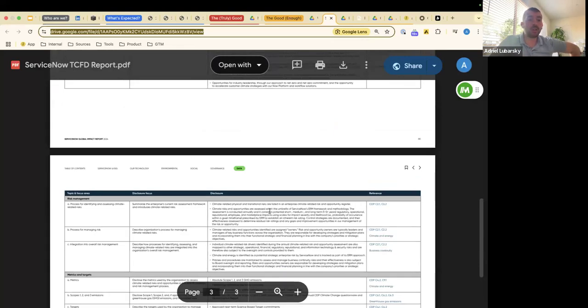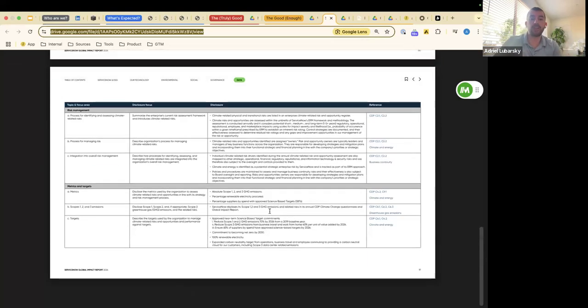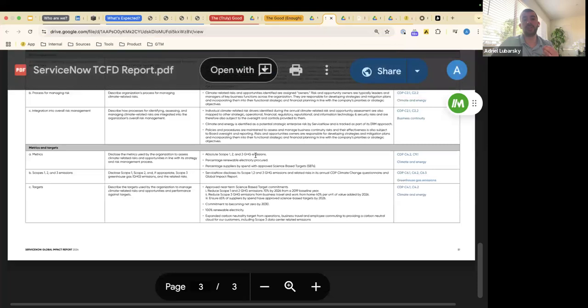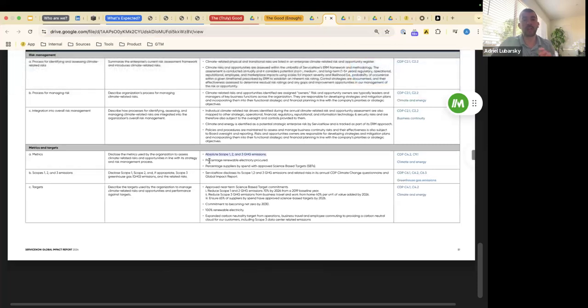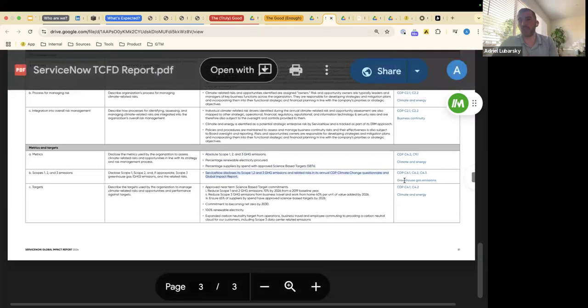Another example is ServiceNow. So they made this very, very simple. They tell you that they track absolute emissions. I actually like what they did here because they separated metric and target really cleanly. The metric is absolute emissions, percentage of renewable energy procured, percentage of suppliers with science-based targets. They pointed you in the direction of carbon emissions. Again, I don't love this. I think you should just publish it in here to make it all in one place. But if you want to, you can click here and you'll see the actual emissions.